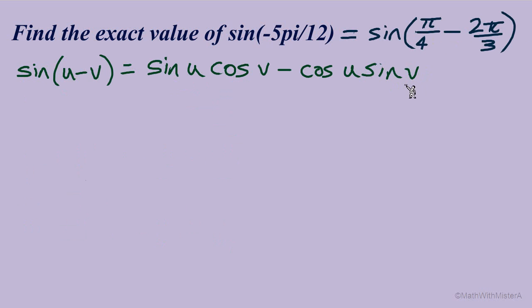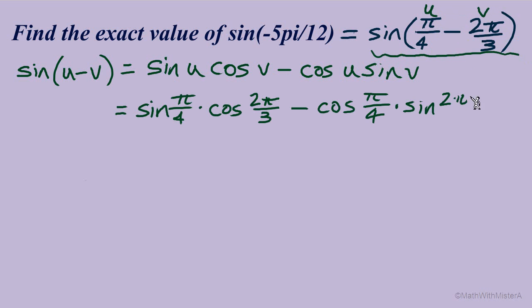Next, we'll need to use this identity. Sine of u minus v equals sine u cosine v minus cosine u sine v. That's how we'll need to evaluate this expression, sine of pi over 4 minus 2 pi over 3. Pi over 4 is our value for u, 2 pi over 3 is the value for v. Substituting those values in place of u and v leads us to this line.